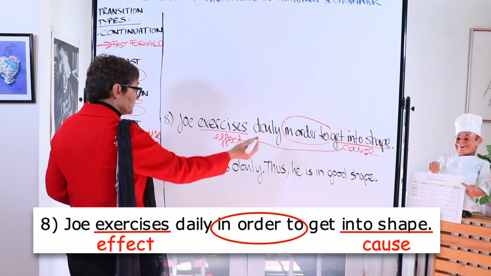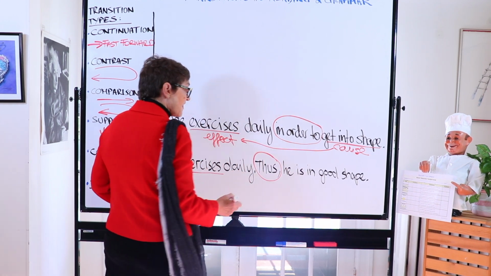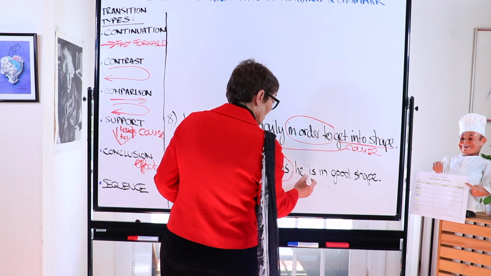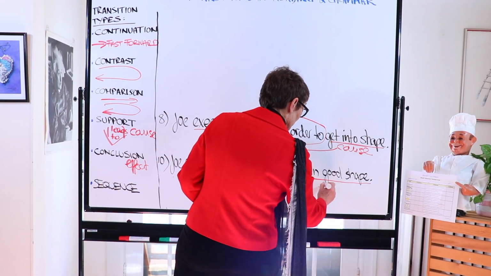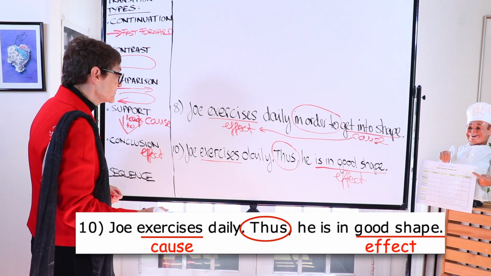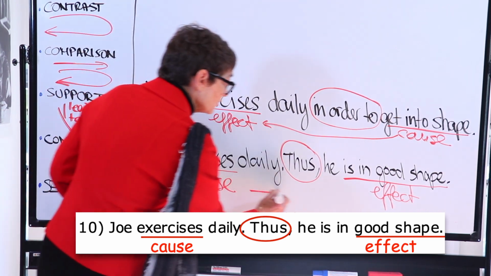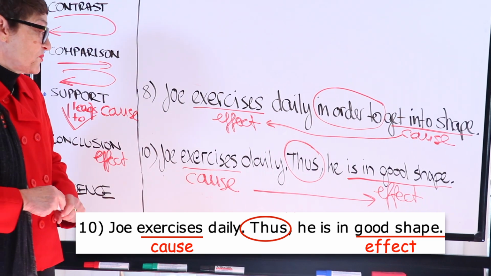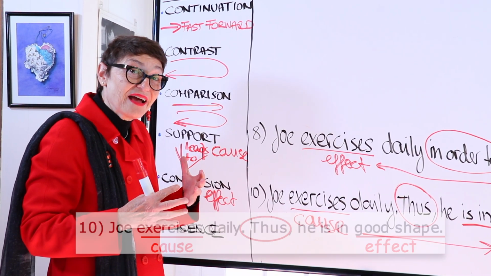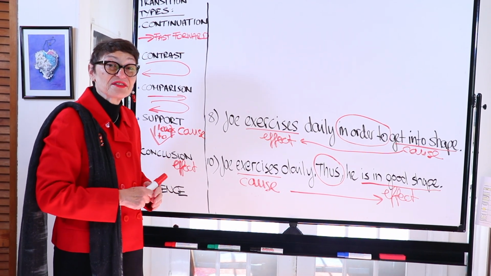Joe exercises daily. So we start exactly the same way. Exercises. Now we have thus. Thus is clearly a concluding transition. That means the thus gives us the effect. So he is in good shape now is the effect. So what happened here? What's the cause then? Well, exercising here is the cause. So in this sentence, we actually reversed the cause and the effect. And that was sneaky, wasn't it? Yes. But if you pay attention to the transitions, you will be able to follow this. You will be able to catch this.